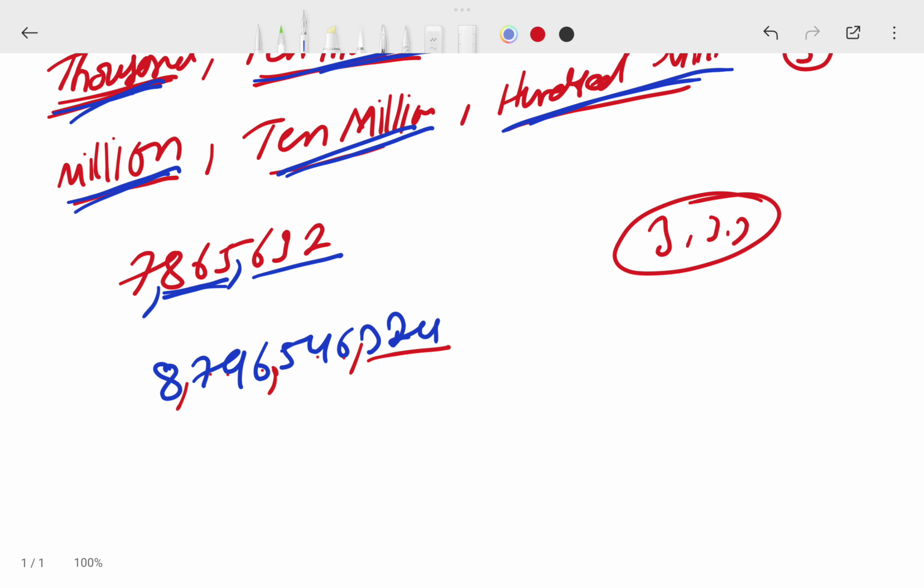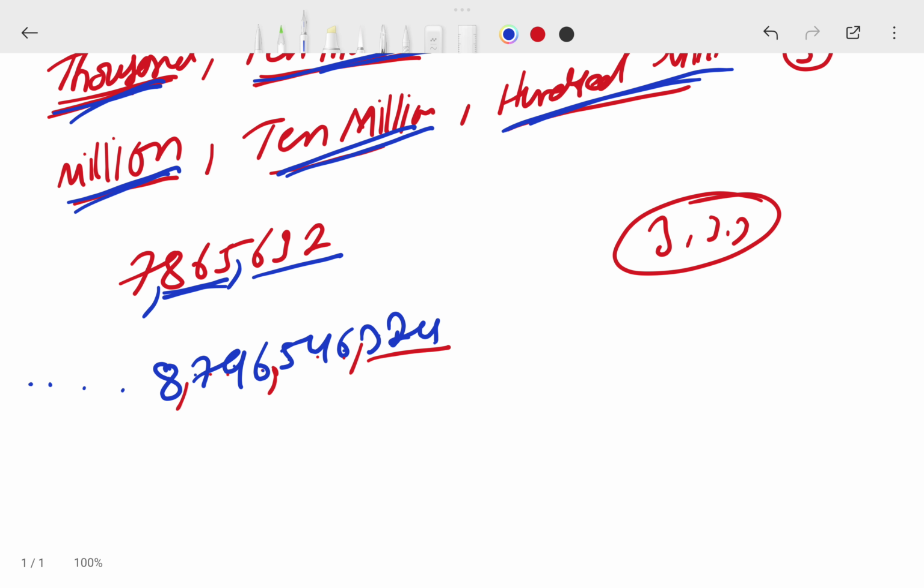If you count this one, how will you count? Simple. This is ones, tens, hundred, thousand, 10,000, 100,000, million, 10 million, 100 million, then billion, then after that 10 billion, 100 billion, then trillion, 10 trillion, 100 trillion.